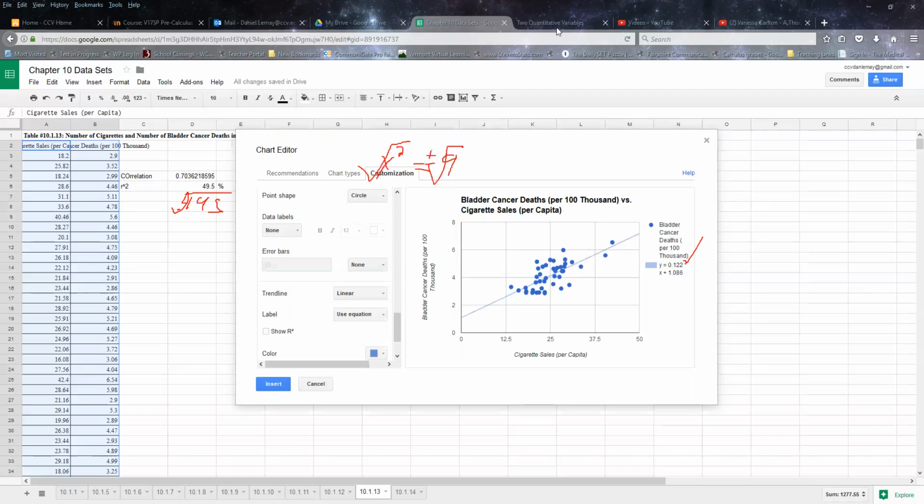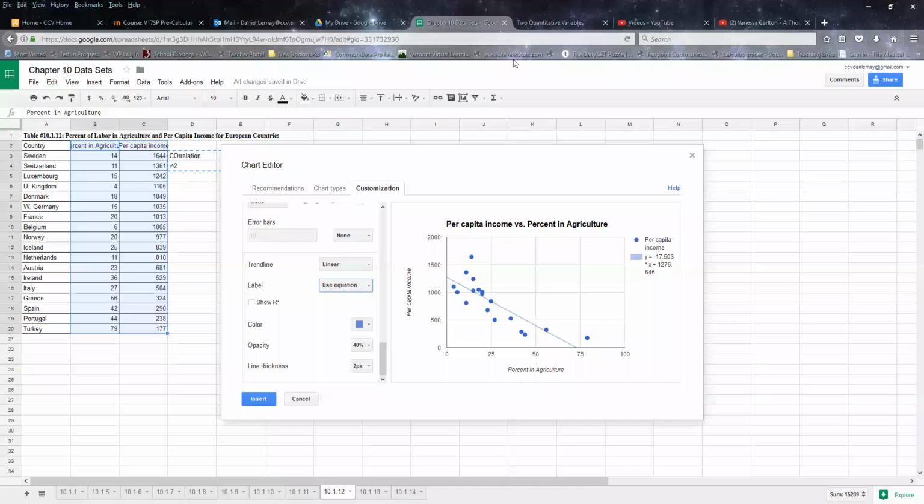Okay, so what happens when there's a negative association? Here's a situation about the percent of the workforce in a country that works in agriculture and then the per capita income of people in that country. We're seeing a negative association, and notice a negative slope on the regression equation. So that tells me the correlation is going to be negative, because I've got a negative association and a negative slope on my regression equation.